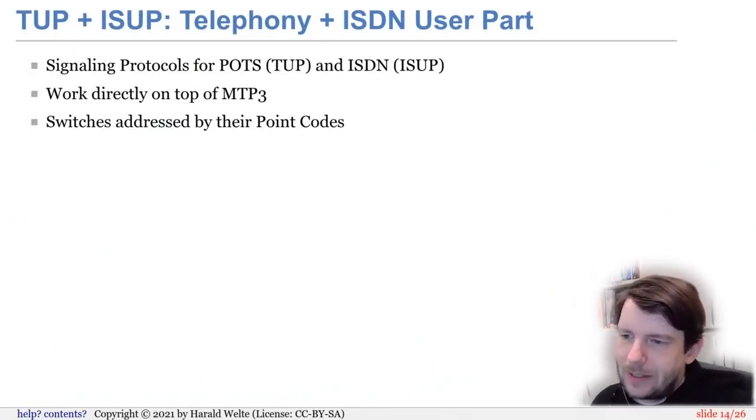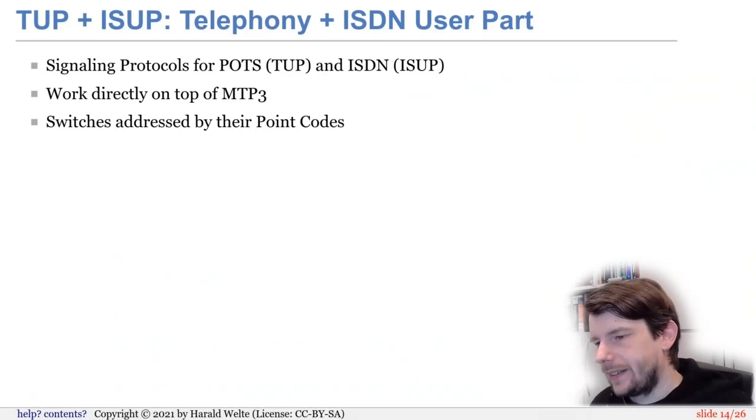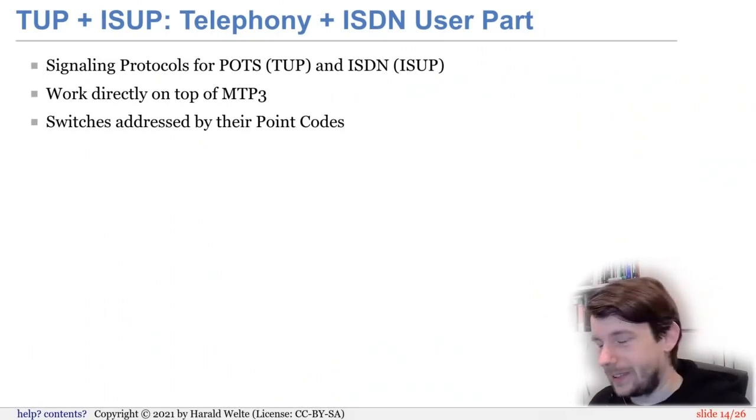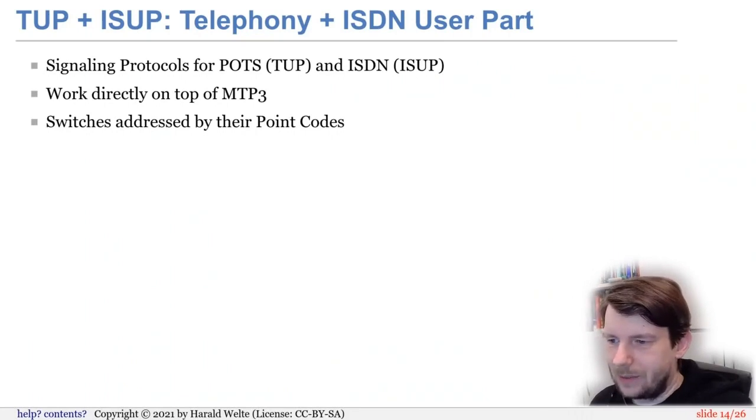The first user parts on top of MTP that were deployed in 1980 is the TUP, the telephony user part, and then later the ISUP, the ISDN user part, which are signaling protocols for signaling of analog telephony or ISDN telephony calls. I think TUP, I'm not an expert, I don't work at operators, and maybe there are some countries that still use it. ISUP you still see quite a bit in terms of signaling, also related to cellular networks, but TUP, I'm not aware how wide you would still find it today.